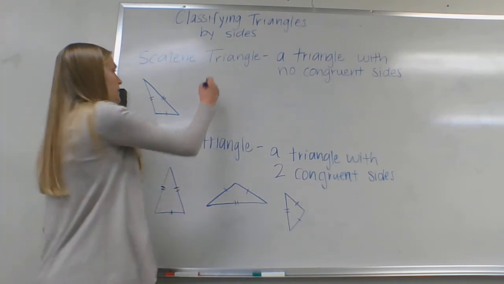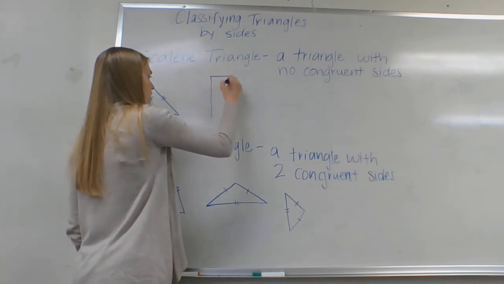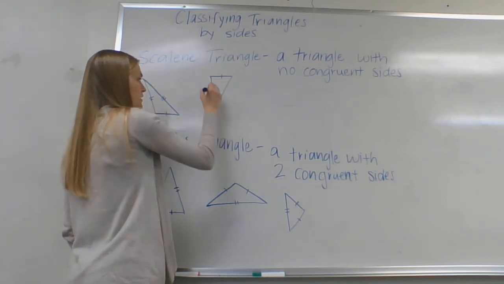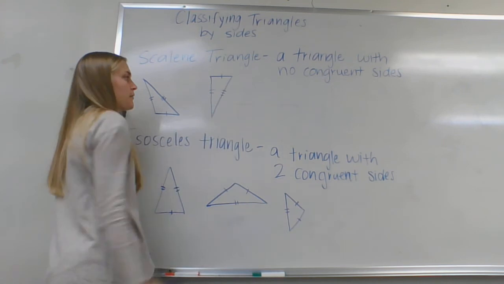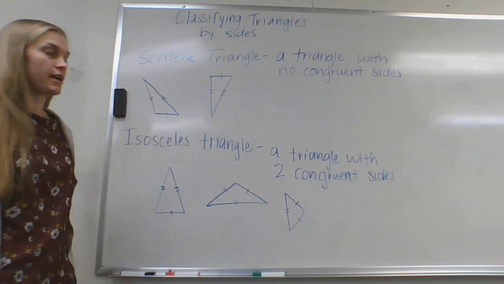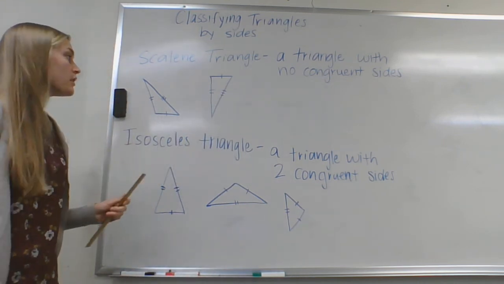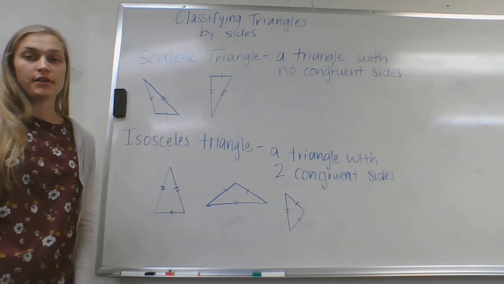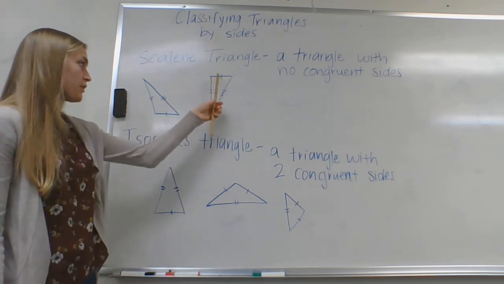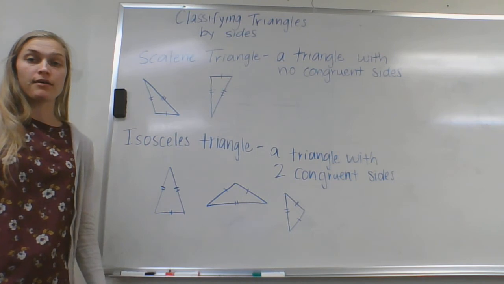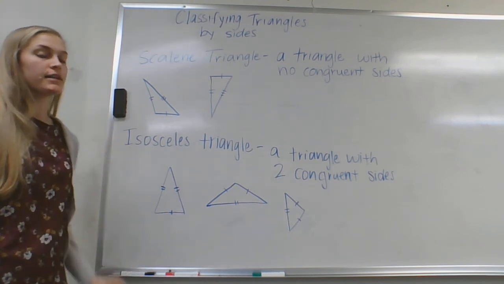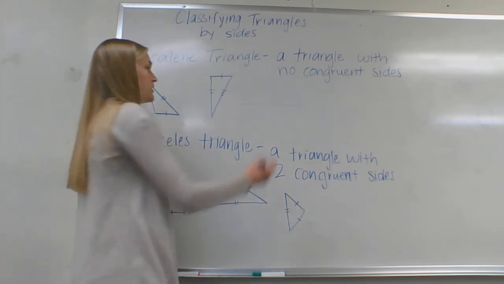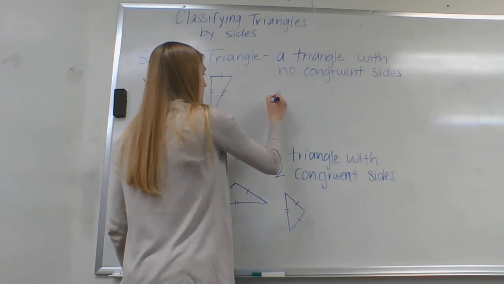Other examples might be something like this. Right, this one's the shortest, and then this one, and then that one. So they might not always have these lines on there, so you might have to measure. But if they have the lines already on there, then you wouldn't need to measure because that would tell you that they're all different sides if they're all different amounts of lines across the sides. And one more example is something like this.